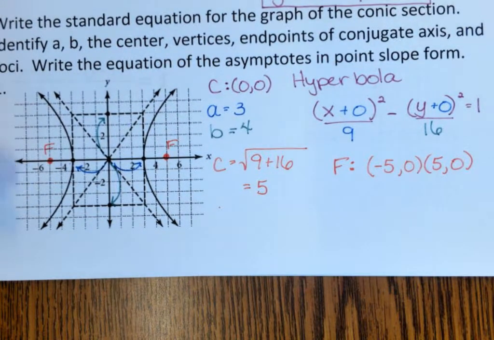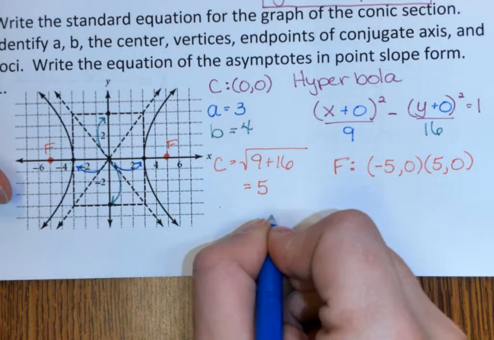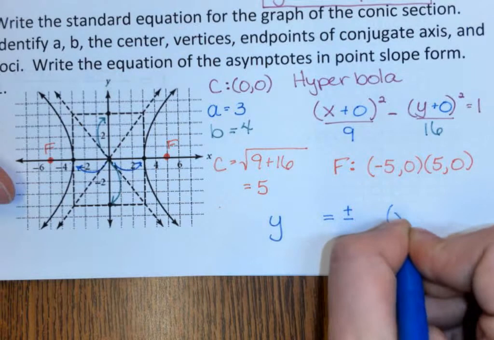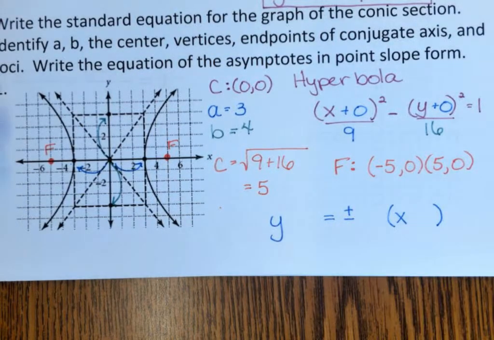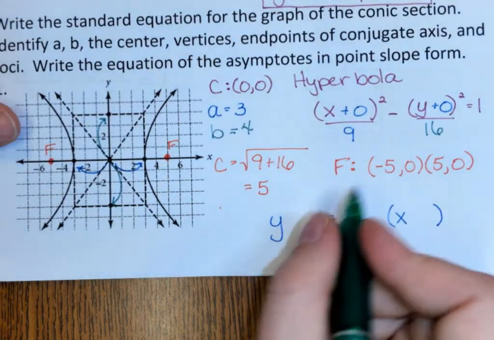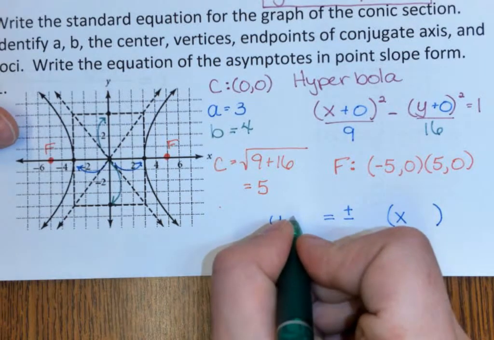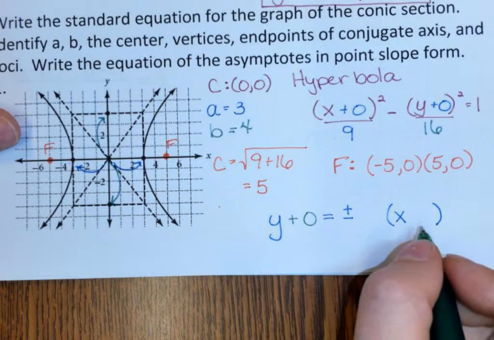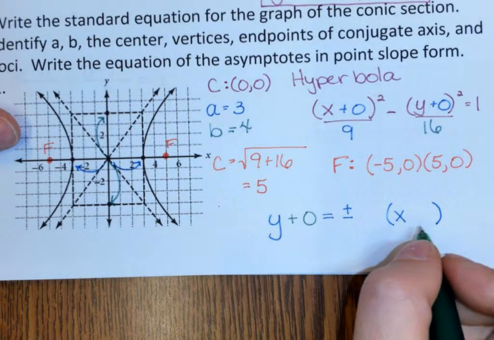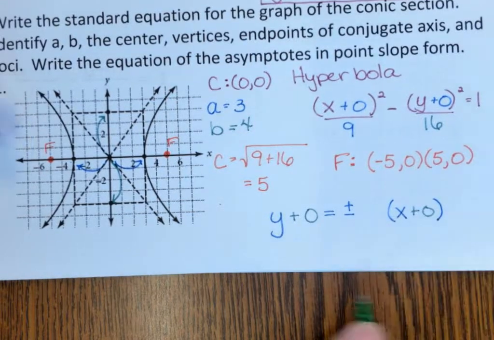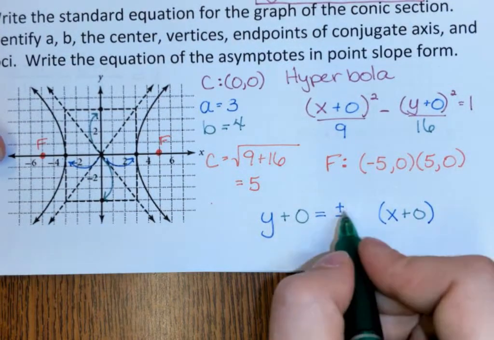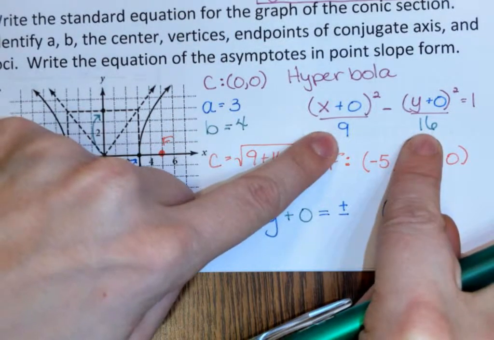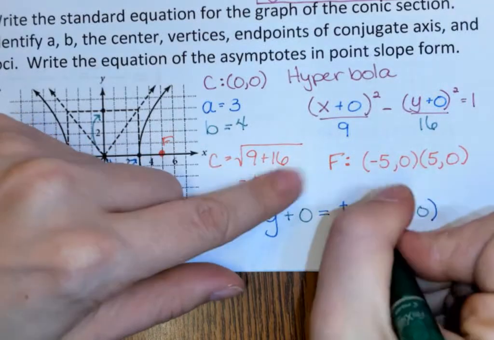For the asymptotes, it is always y, opposite of the y coordinate, equals plus or minus m times x, opposite of the x coordinate. So, what is the opposite of what's next to the y? So if you wanted to leave that blank, you could. What's the opposite of what's next to the x? Also 0. So now I need to find my slope. What is my slope going to be? 4 over 3.